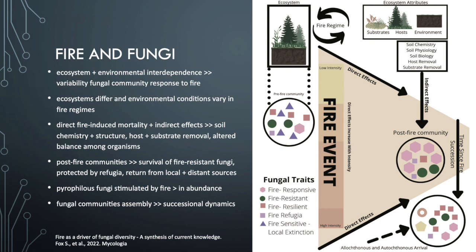So this review, called Fire as a Driver of Fungal Diversity: a synthesis of current knowledge from 2022, is a good start for this lesson, because it describes the various aspects that need to be considered when thinking about how fire affects ecosystems and how, in particular, it actually affects fungi. So, first of all, it basically shows that there is an ecosystem and environmental interdependence that determines the variability of fungal communities in their response to fire. Ecosystems differ, and so do the environmental conditions that vary in the fire regimes that are prescribed, as well as the circumstances within which the wildfires might occur.